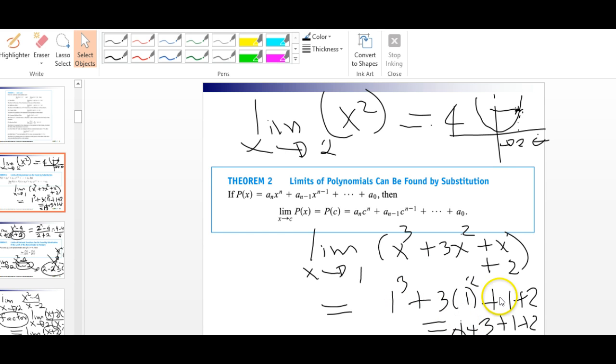1 cubed plus 3 plus 1 plus 2, which is 7.